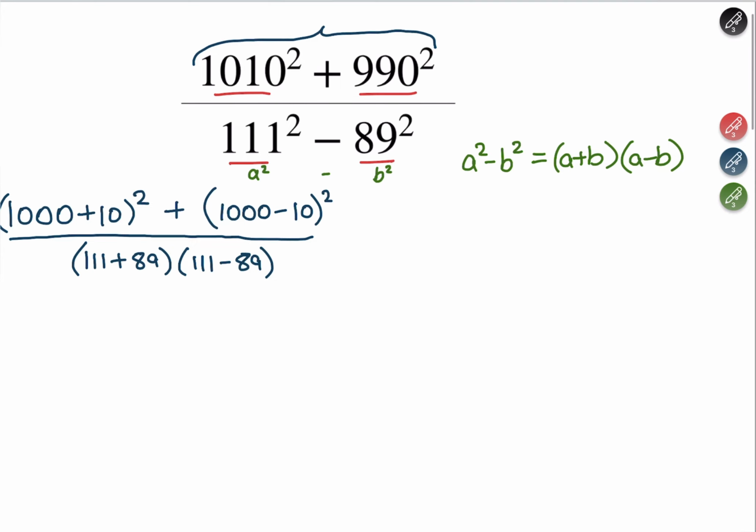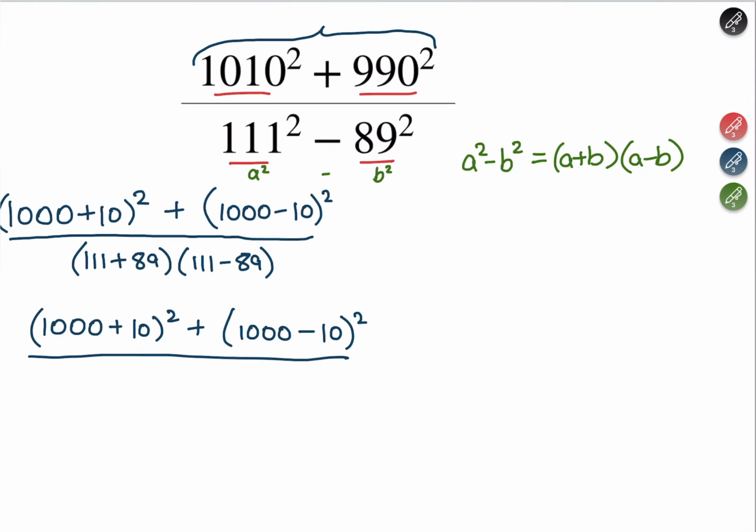This fraction is the same thing as the fraction we have in the question, except expanded. So now we're going to take a closer look at the denominator and simplify it a bit. We're going to write the numerator as the same thing, which is what I'm writing right now. Now we're going to simplify 111 plus 89 and 111 minus 89. So 111 plus 89 is 200, and 111 minus 89 is 22. We could further multiply these, but we're going to leave it just like that for now.